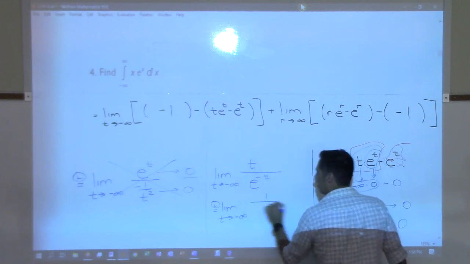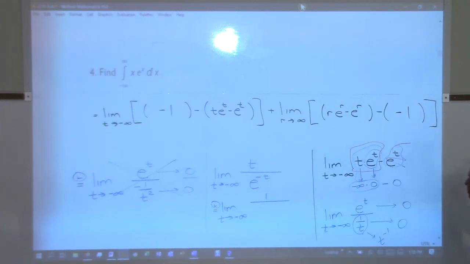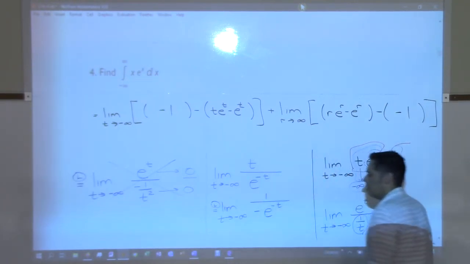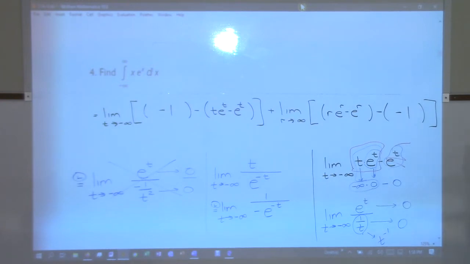Top is 1, and then carefully on the bottom, what is the derivative of e to the negative t? Negative e to the negative t.